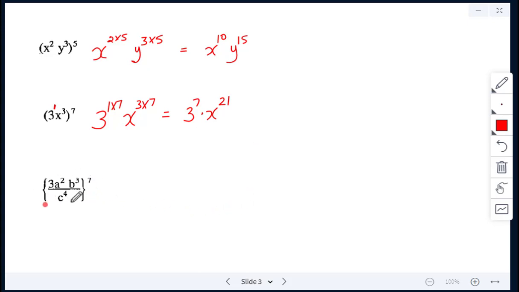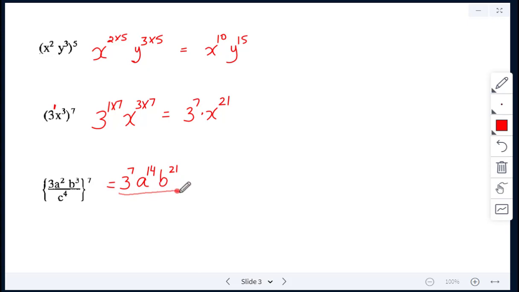All right, our last example on this slide is a fraction, but all of it is included in the brackets, and it's to the power of 7. So for the numerator and denominator, we would apply the power of 7. We would get 3 to the power of 1 times 7, so 3 to the power of 7. a, 2 times 7, so a to the power of 14. Then we have b, 3 times 7, which is 21.